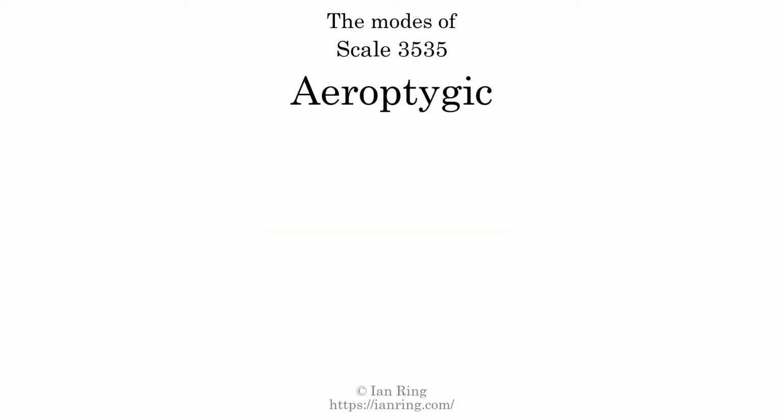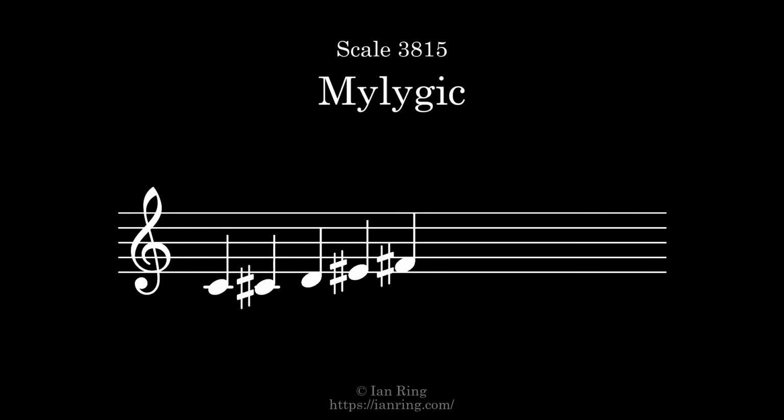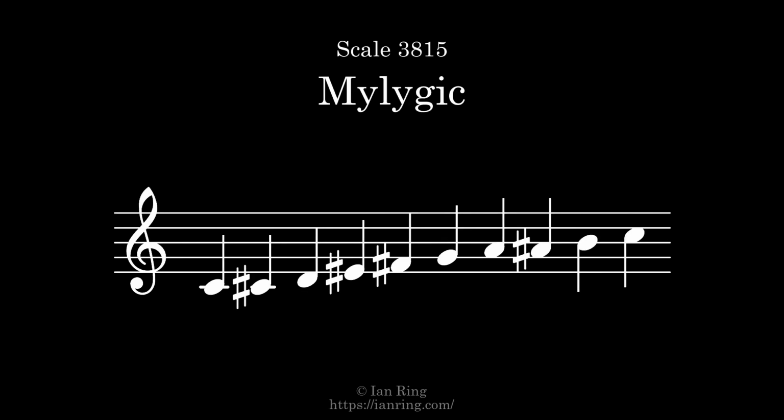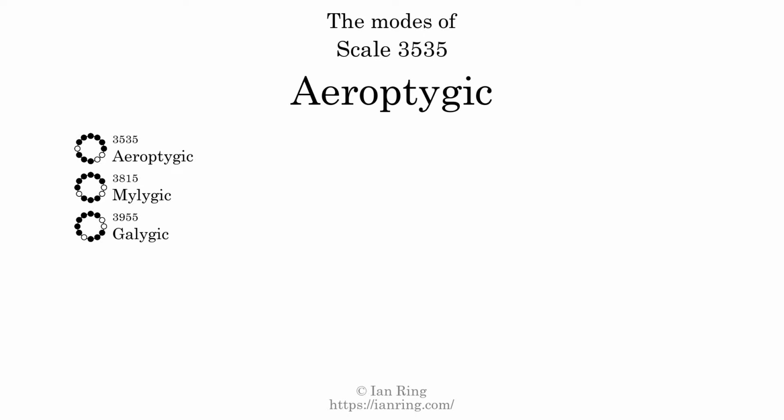This scale has 9 modes. The first mode is itself. The second mode is scale 3815, also known as Aeroptygic. It sounds like this. The third mode is scale 3955, also known as Aeroptygic. It sounds like this.